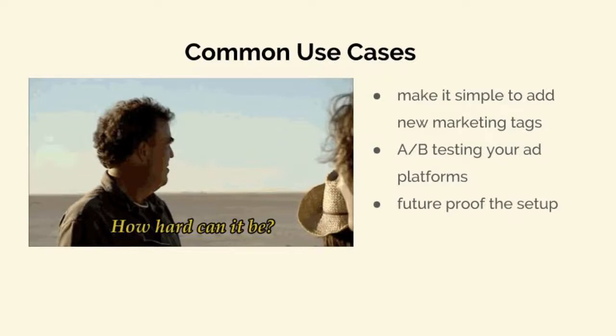With Tag Manager, the idea is that you do some work upfront to plan what you would need for most platforms, and then iterate on that going forward. So it's a good way to future-proof the setup. It's a good way to quickly experiment with new platforms, and typically it's a good way to have the marketing team be involved in doing some of the technical changes that are relevant to their domain.